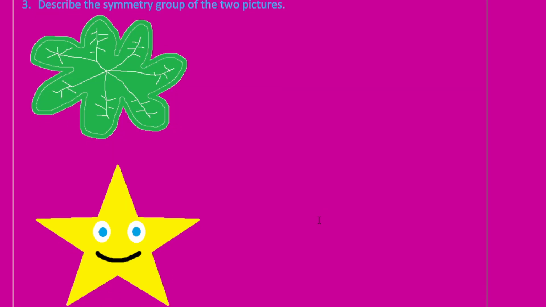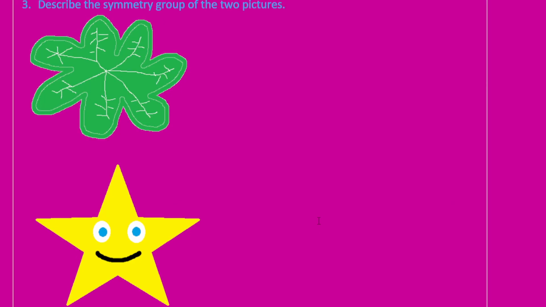All right. For problem 3, we are asked to describe the symmetry group of the two pictures. So let's take a look at these two pictures here. We have a little plant leaf and a star. These were some I made in Microsoft Paint, so they may not be perfectly symmetrical. I'm sure the star is symmetrical, but maybe not the leaf.